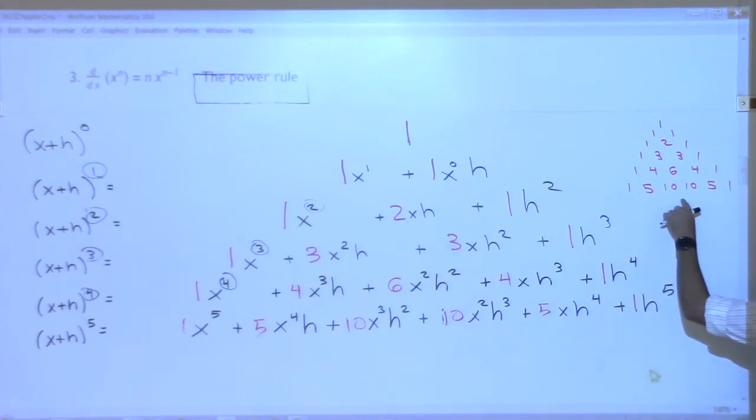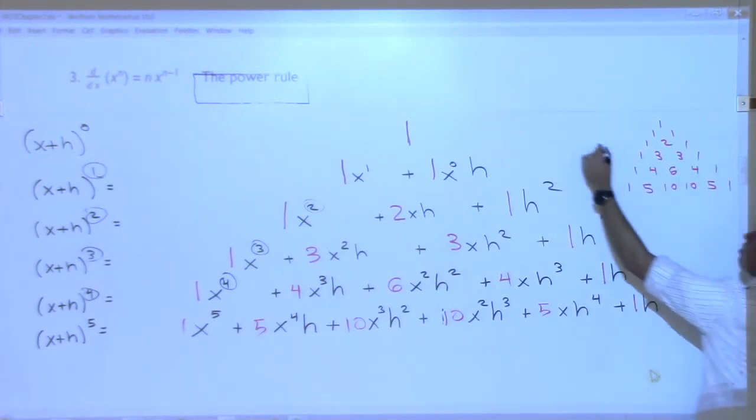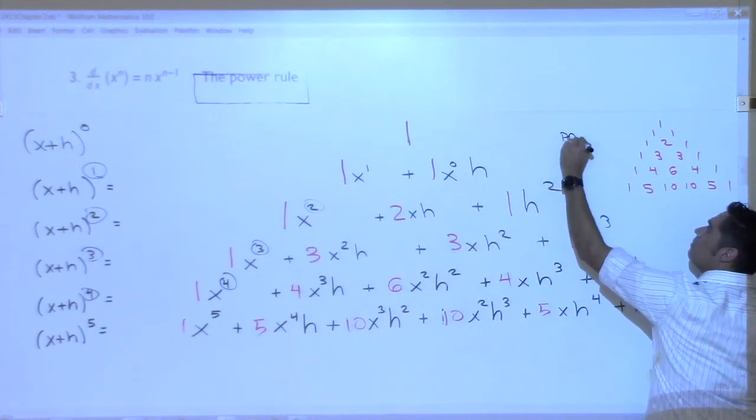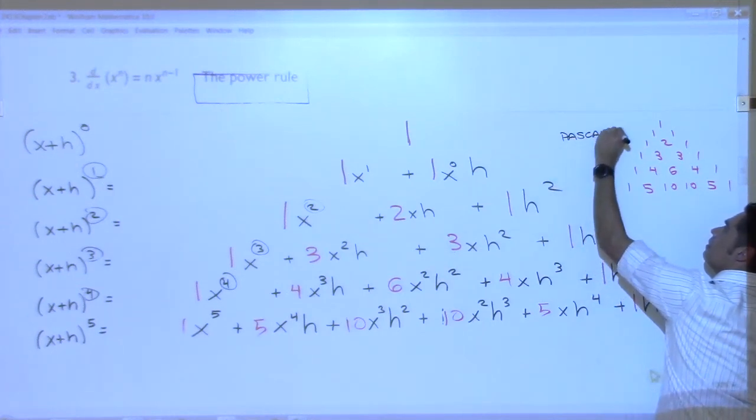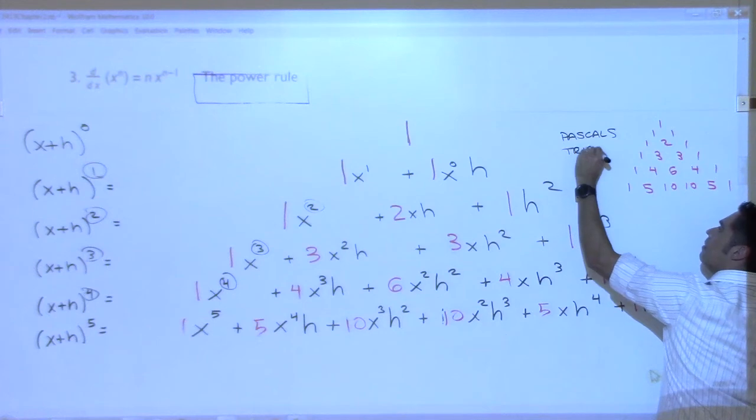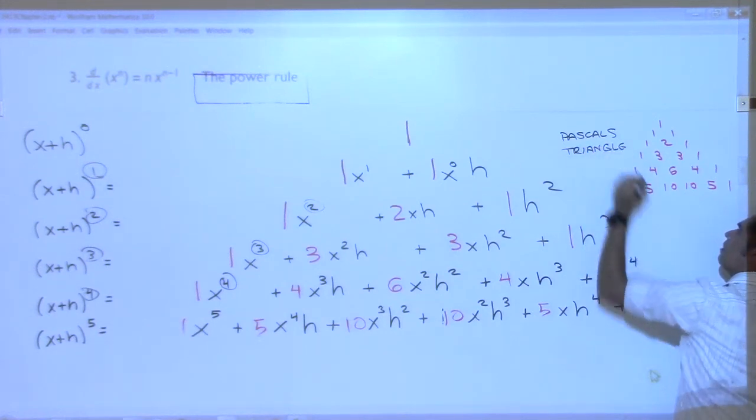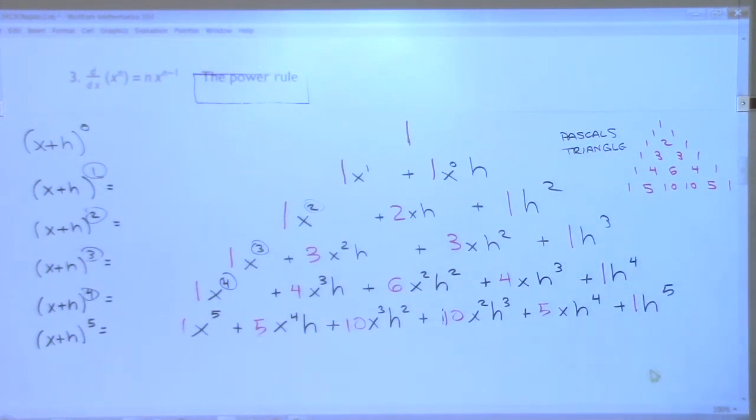So this right here, I've created this thing which is called Pascal's triangle. Now, Pascal was a mathematician. He gets credit for this triangle, although the Chinese had it hundreds of years before Pascal did, okay? So he shouldn't get credit, but it's called Pascal's triangle.